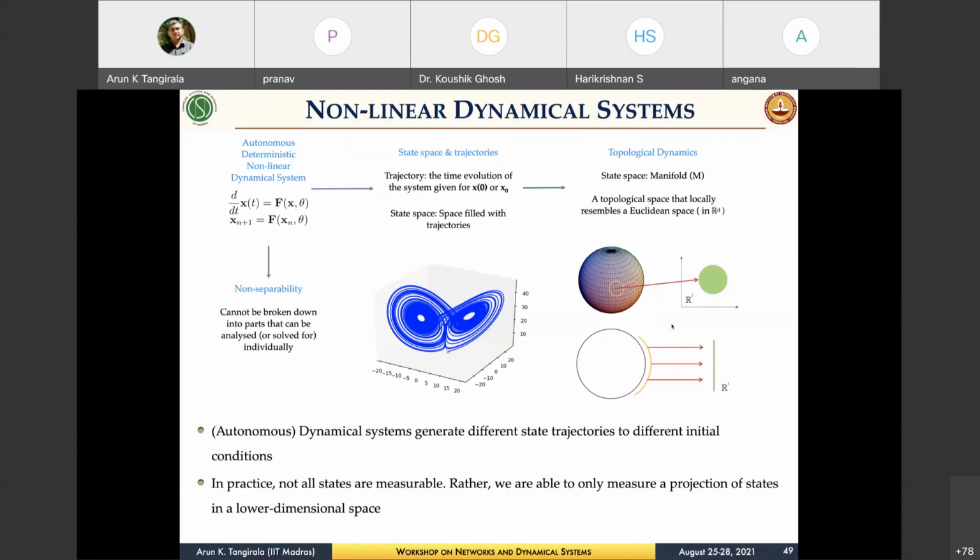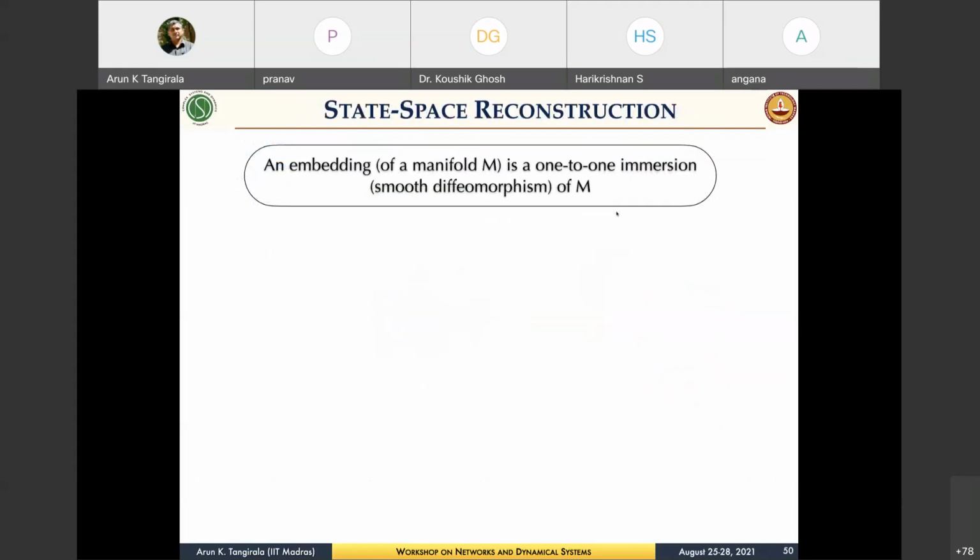So when you have a topological space that has these characteristics, that locally it resembles a Euclidean space, we call it a manifold. And dissipative systems can basically qualify for such manifolds. That's the idea. So how do we reconstruct? What is the role of this manifold and how do we reconstruct is what I just want to spend a few minutes on. The central idea is to construct what is known as an embedding.